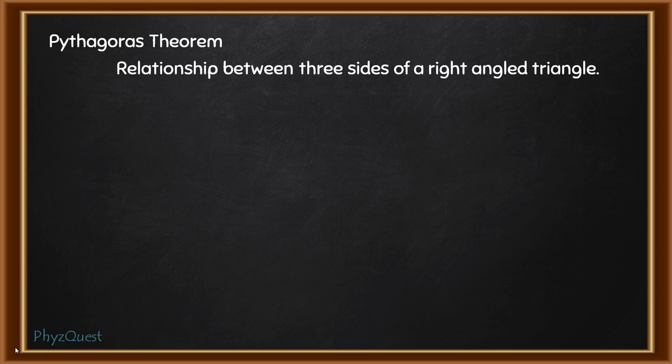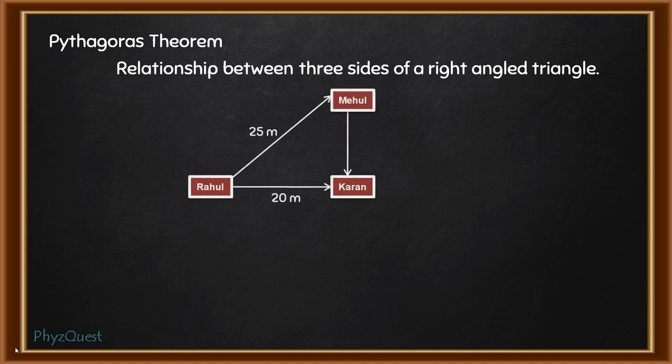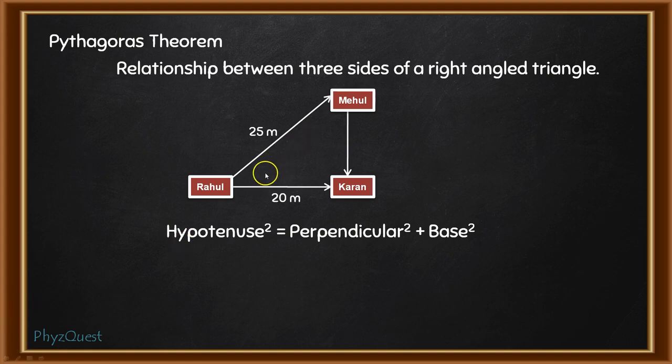Now here we have to establish the relationship between the three sides of a right angle triangle. And this is the structure that we have derived from the question. Now in Pythagoras theorem there are three things: one is the hypotenuse, one is the perpendicular, another is the base. These are the three sides. The law is hypotenuse square is equal to perpendicular square plus base square. So here this is your base and this is your hypotenuse. So this is the perpendicular.